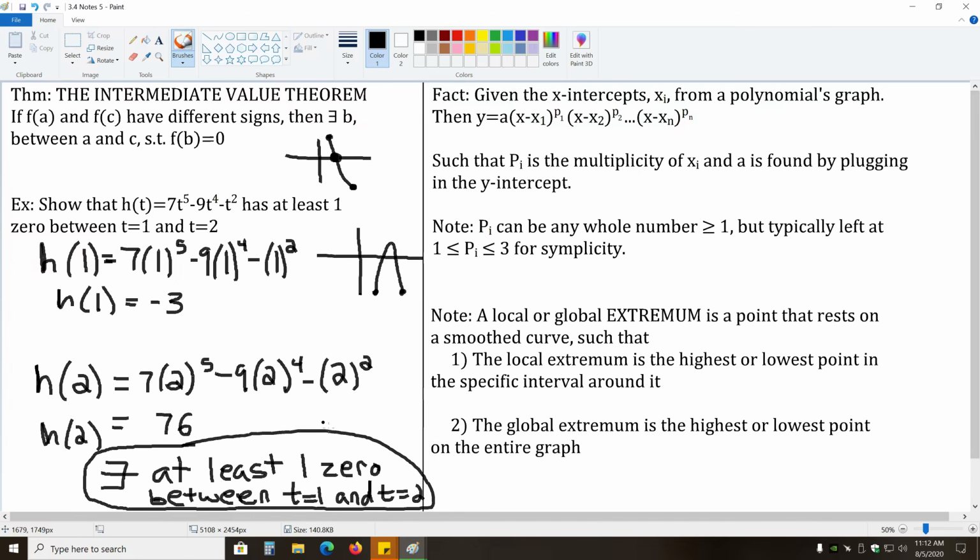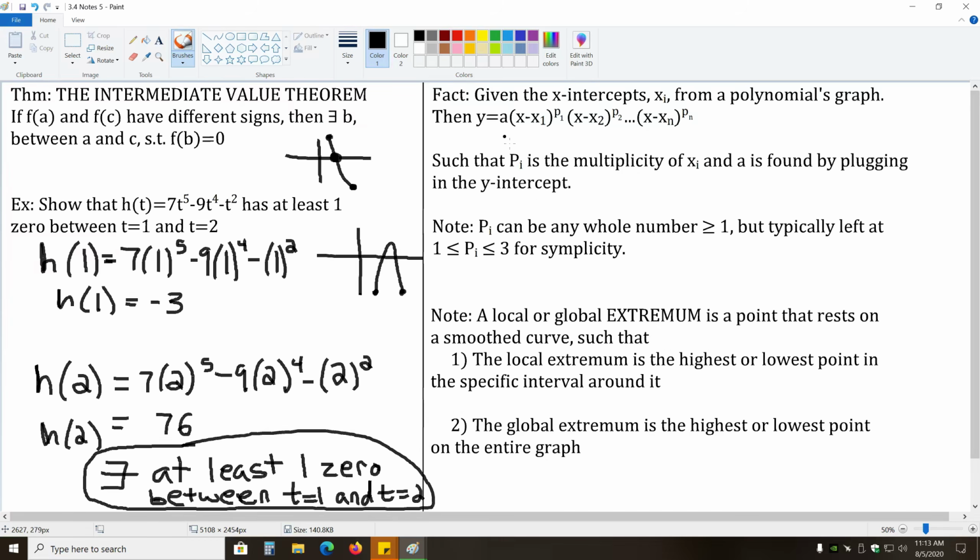Okay, continuing on, we now have a fact that given the x-intercepts, which we'll call x sub i, from a polynomial's graph, then we can create a polynomial function by saying y equals a times x minus x sub 1 to the p sub 1 times x minus x sub 2 to the p sub 2 times ... x minus x sub n to the p sub n, such that p sub i is the multiplicity of x sub i, and a is found by plugging in the y-intercept.